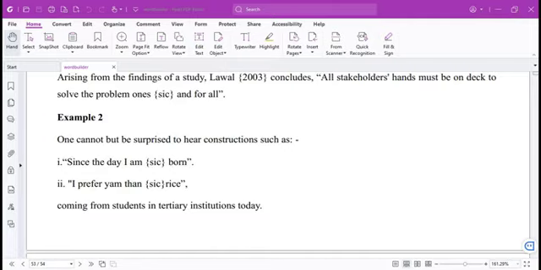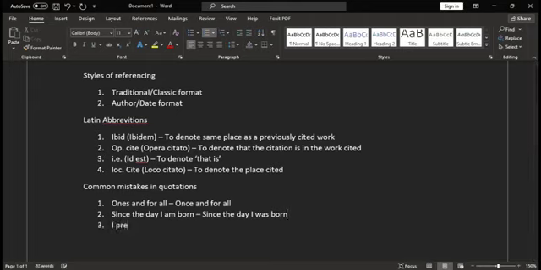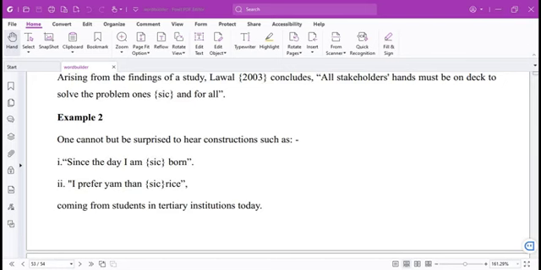Okay? The next one is, I prefer yam than rice. That is wrong too. The right thing should be, I prefer yam to rice. I prefer yam to rice. Okay.